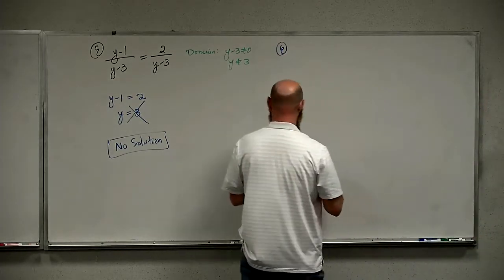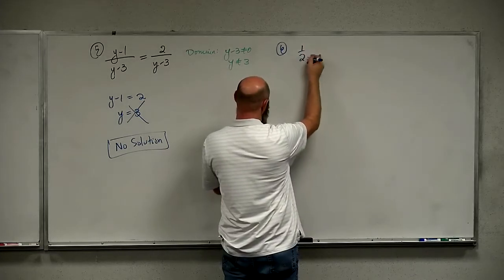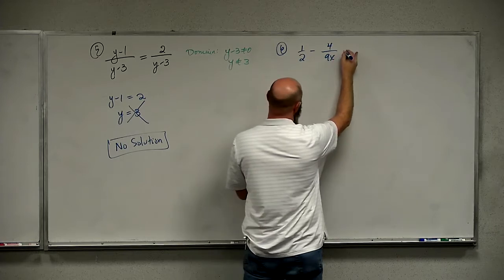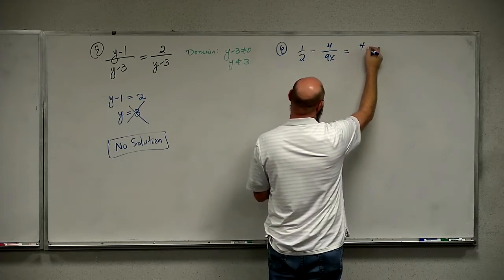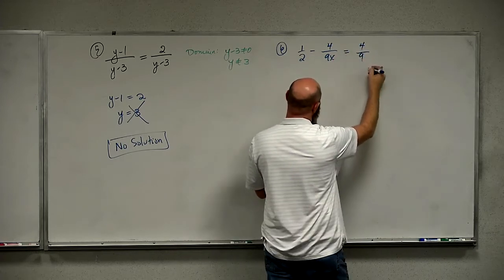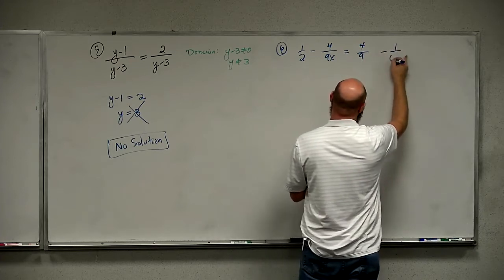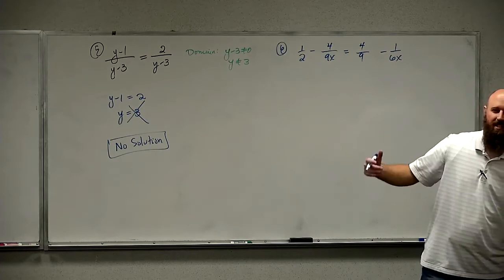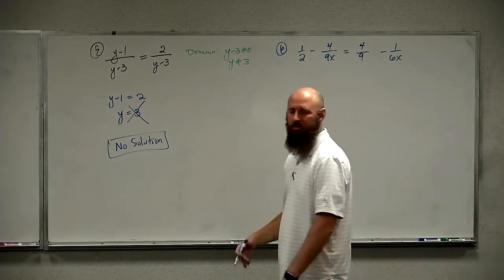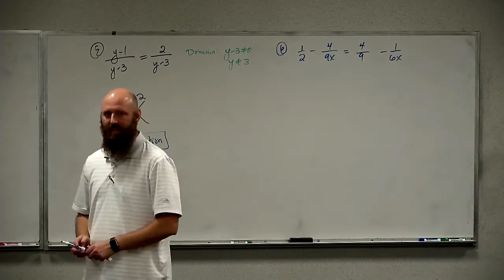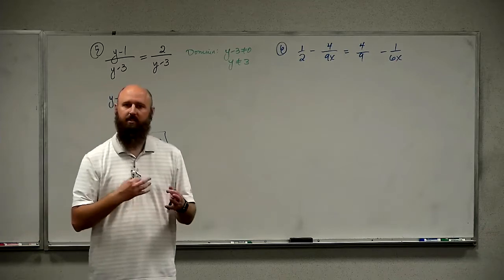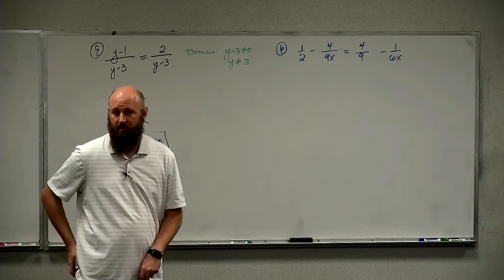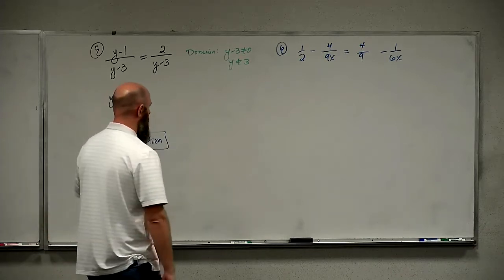Number 6 here. So 1/2 minus 4 over 9x equals 4 over 9 minus 1 over 6x for those. And I do recommend, you'll notice I left quite a bit of space in between those. I do recommend that just so that you give yourself a place to do some multiplication for those common denominators and be able to write things in there. So kind of keep that in mind.